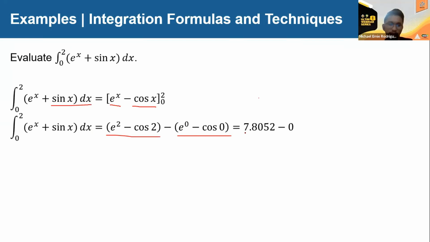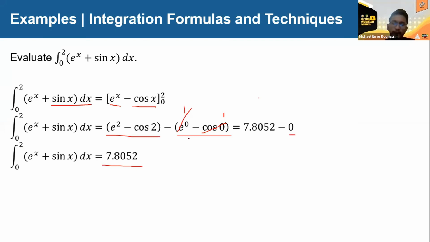So that is yung first term, we have 7.8052 minus, the second term is 0. Kasi yung e raised to 0 ay 1. Okay, this is 1. And the cosine of 0 is 1. So 1 minus 1 is 0. Okay? So our integral of e raised to x plus sin x dx with limits from 0 to 2 is 7.8052, yung ating answer.